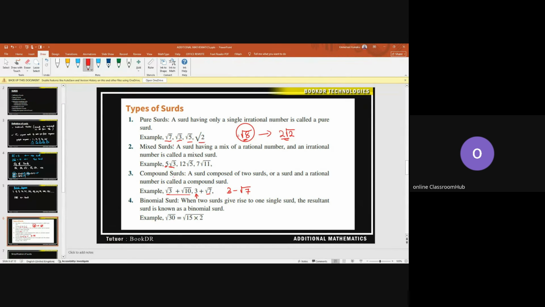Then we have the binomial set. The binomial set is when two sets give rise to one single set. The result is known as a binomial set. Good. So the square root of 30 can be expressed as the square root of what? 15 multiplying the square root of 2. So these two sets, when they combine, they form just a single set, and we classify it as what? Binomial sets. Good.